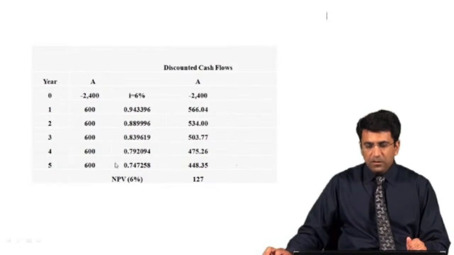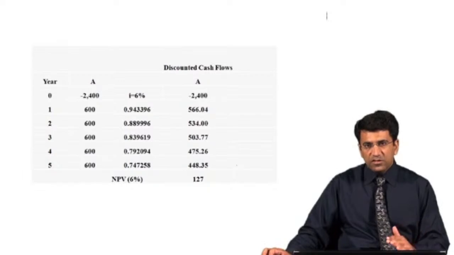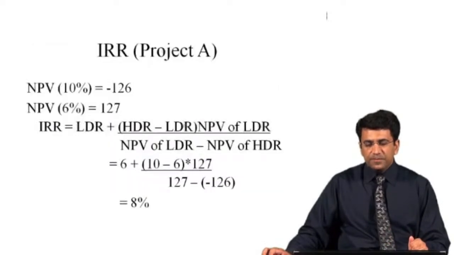You can see, students, these are the different discount factors at a 6% interest rate, and if we calculate the present value of the different cash flows and add them all up, the net present value at 6% will be equal to 127. It is positive because we have lowered the interest rate. Now, this is the information we can use for calculating the internal rate of return: the net present value at 10% was minus 126, and the net present value at 6% is 127.